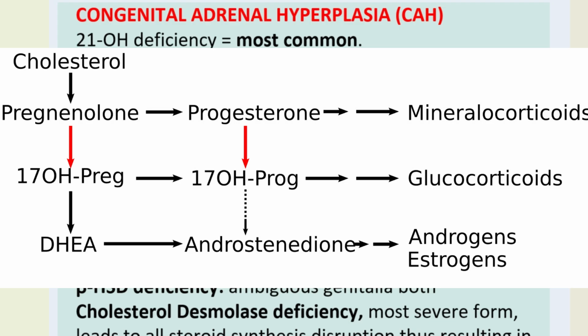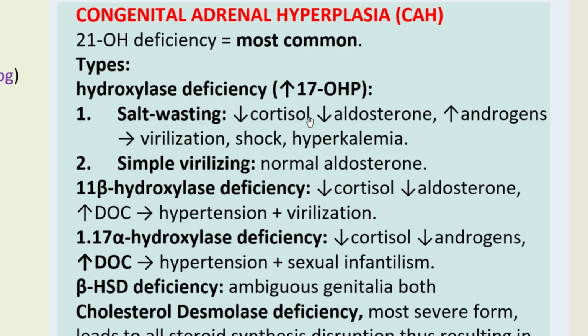So when we look at the salt wasting type, it is going to be characterized by low cortisol and low aldosterone, because we have a deficiency in this enzyme. And we're going to have increased androgens, as I've shown you why. And this is going to cause virilization and shock as well as hyperkalemia. Then we have the simple virilizing type, where we have a partial deficiency of this enzyme. Aldosterone will stay normal, but the rest of the things will be low. So this patient may not get into shock and may not get hyperkalemia, but they will have the virilization.